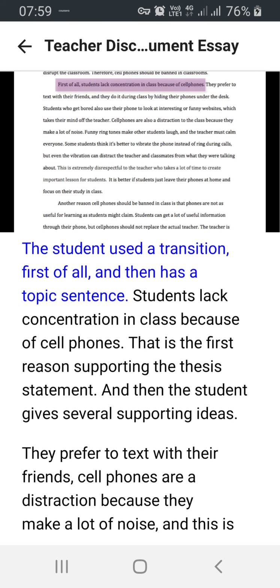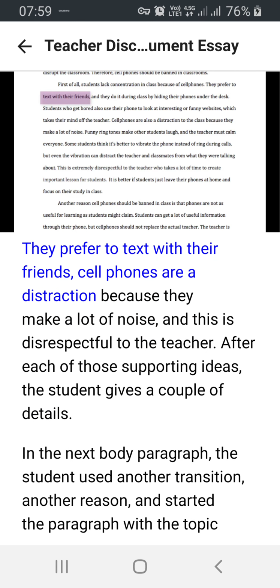The student used a transition, first of all, and then has a topic sentence. Students lack concentration in class because of cell phones. That is the first reason supporting the thesis statement. And then the student gives several supporting ideas. They prefer to text with their friends. Cell phones are a distraction because they make a lot of noise. And this is disrespectful to the teacher. After each of those supporting ideas, the student gives a couple of details.